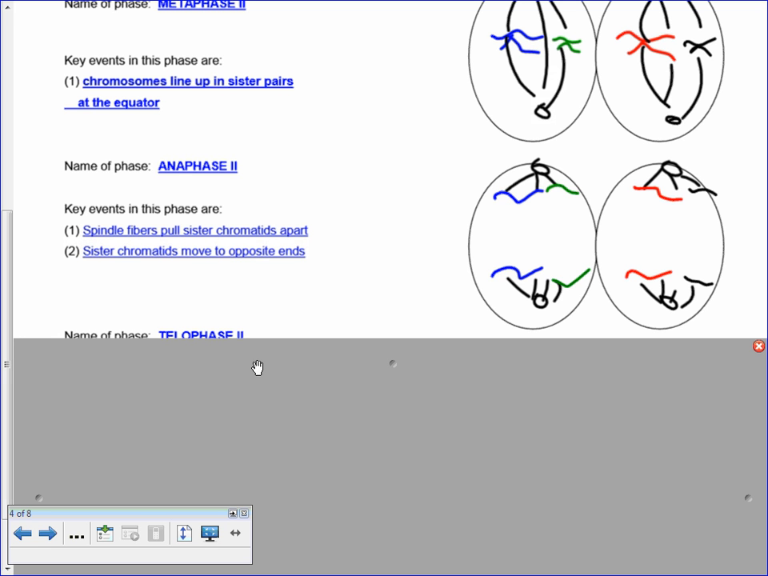So by the time I get to telophase, the cells are going to go through the typical steps again. We're going to reform the nucleus. Spindle fibers are going to dissolve. The cell's going to go through cytokinesis and split again into not 2 cells, but now 4 cells.